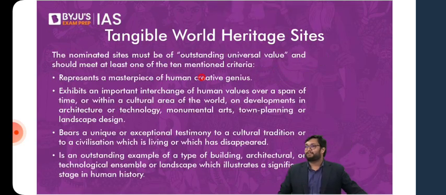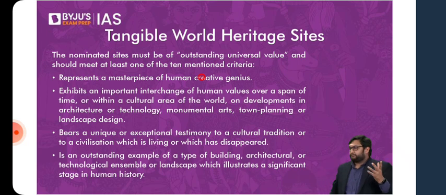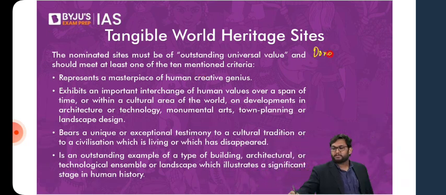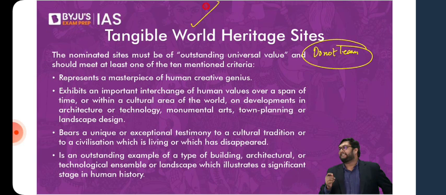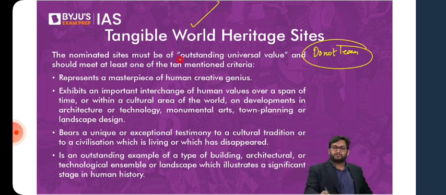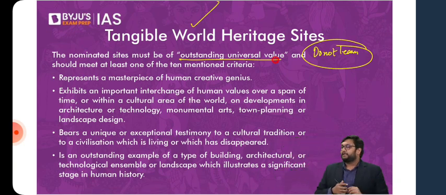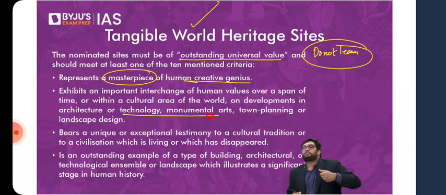Now we move to tangible, which is the other opposite spectrum, where again, do not learn. A site can be given tangible heritage tag if it has outstanding universal value, but it can fall in the following categories: masterpiece of creative genius, very open-ended. Then again, you have, for example, the concept of exhibition of interaction of human values. So it can be culture. Then it can be about cultural traditions and civilizations.